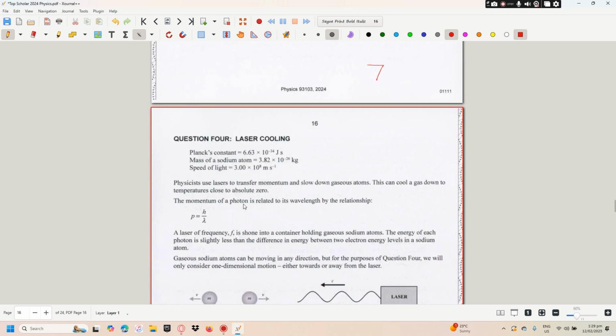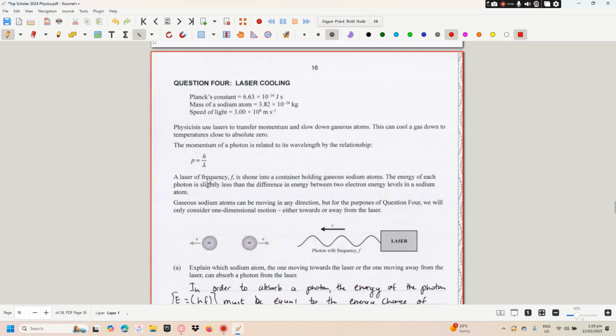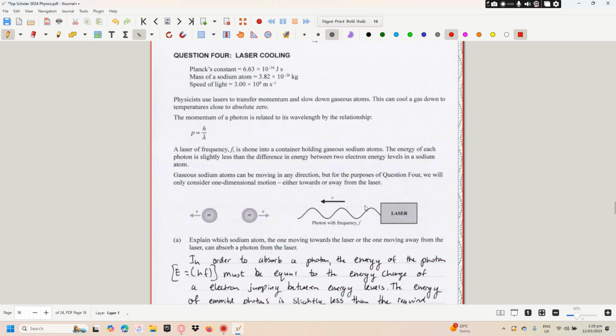It's really freaky, but photons have momentum. Good luck understanding that. So here we go. A laser shone into a container. Energy of each photon is slightly less than the difference in energy between 2 electron energy levels in a sodium atom.